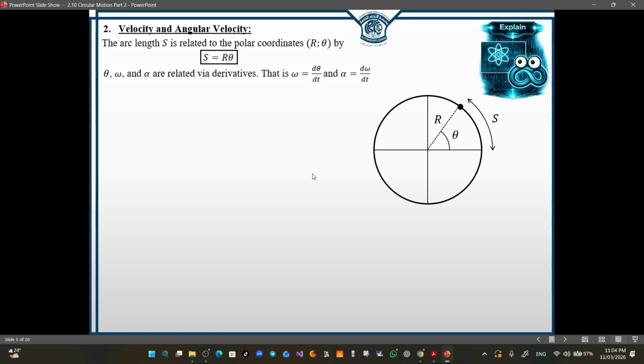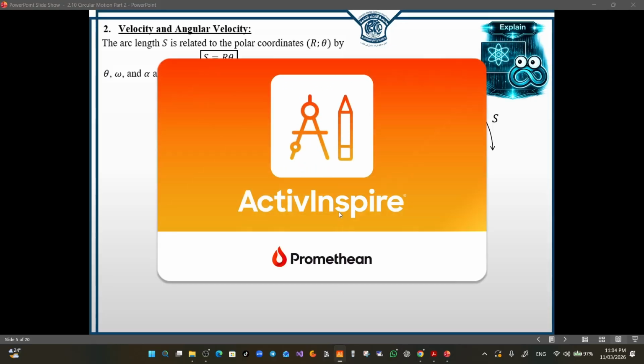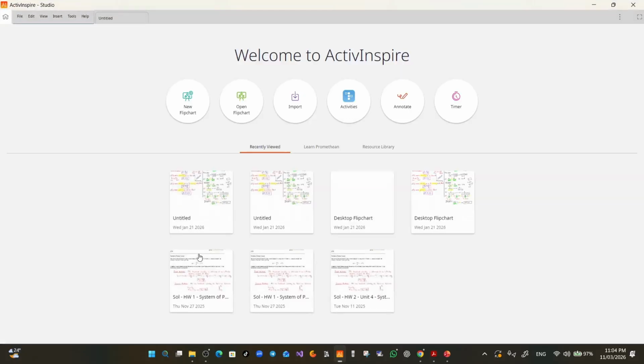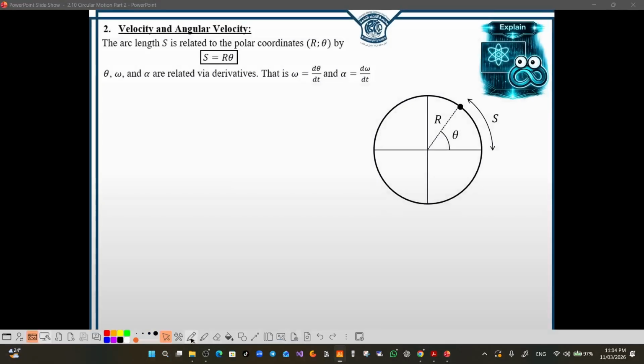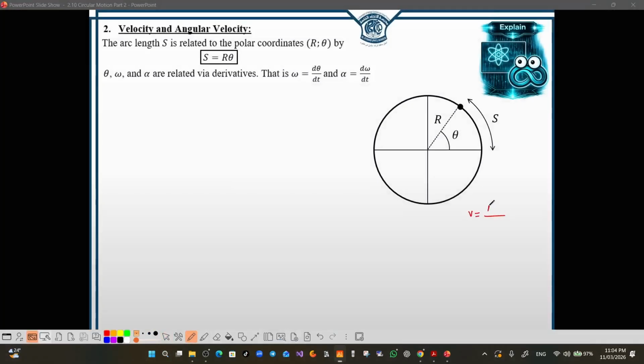Now, theta, omega, and alpha are related via derivatives, but before I explain that, let me say that in unit 1 we defined the velocity and acceleration via the following equations. We know that the velocity is delta x over delta t, and the acceleration is delta v over delta t. And we defined this velocity to be the average velocity and this acceleration to be the average acceleration.